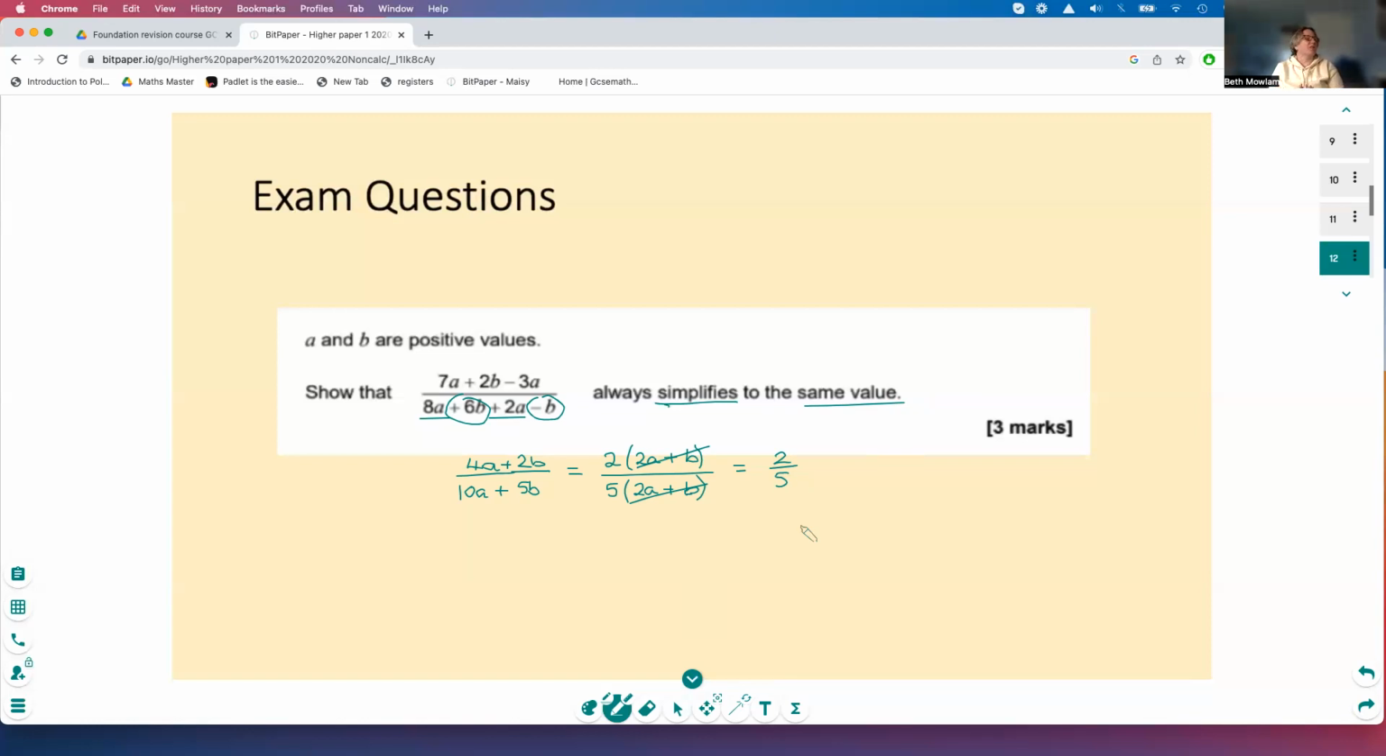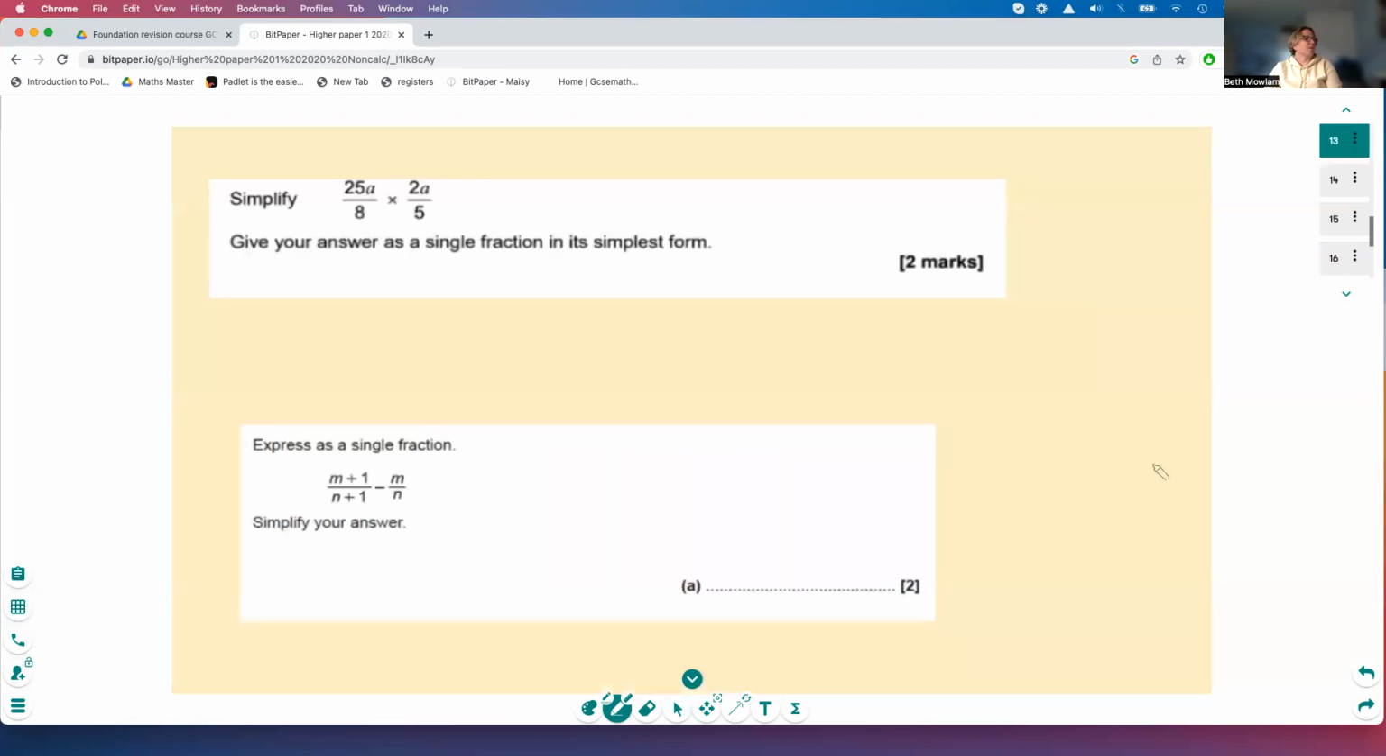So on that question, that's what you're trying to do. You're looking for those keywords, simplifying it. If it says it always comes out to the same value, you'll end up with a constant number. 3 marks. Good work.